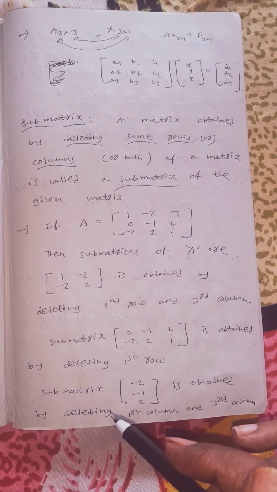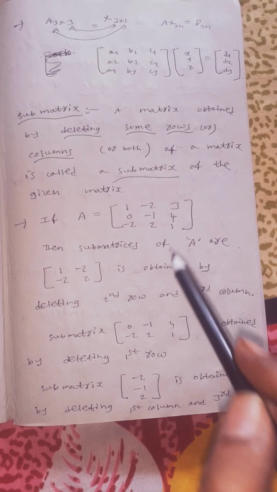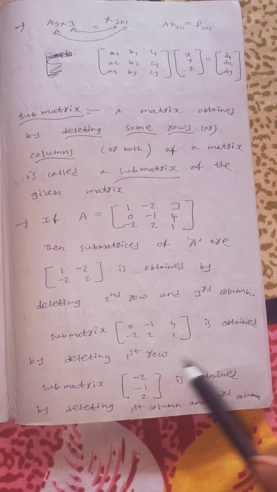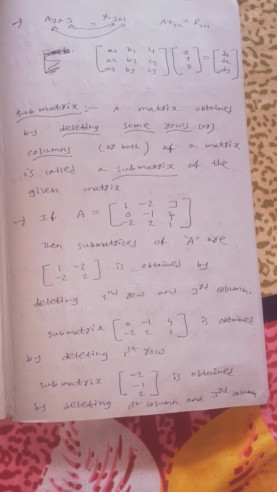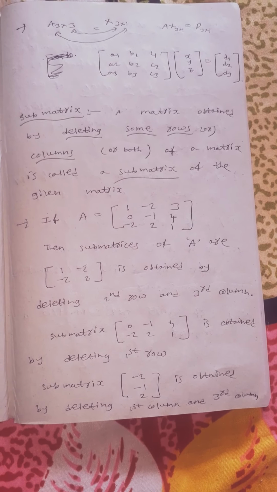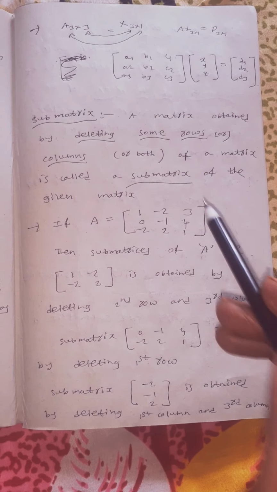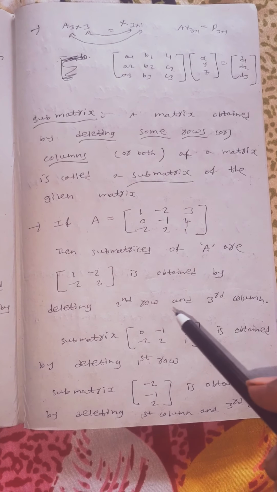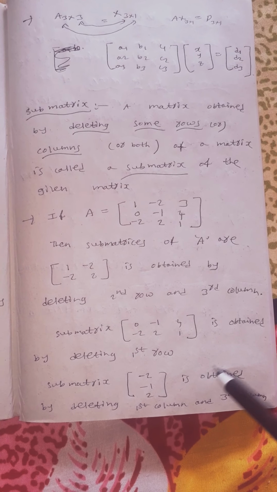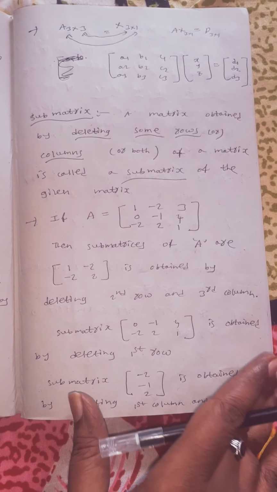Next, for the next submatrix I am deleting the first row. The remaining elements are 0 minus 1 4, minus 2 2 1. So it is also a submatrix, obtained by deleting the first row. Next, I have deleted the first column and third column. The remaining elements are minus 2, minus 1 2. So it is also one of the submatrices. Here I deleted rows only, here two columns. That's why it is some rows or columns or both. In this way submatrices form.